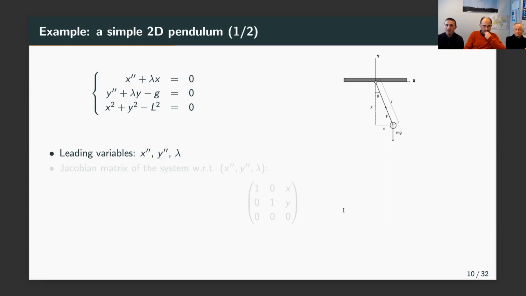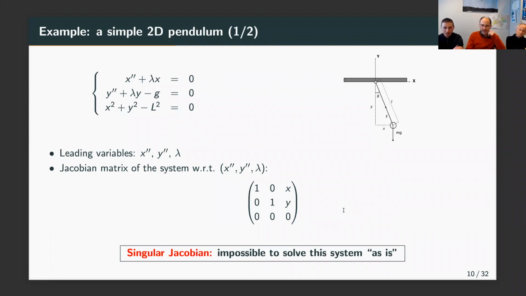So here we have the second derivatives of x and y and lambda by itself appearing in the system. And in order to be able to solve this system, you should solve these equations for these variables. And when you compute the Jacobian matrix of the system with respect to these variables, there's an obvious problem, that is the Jacobian is singular. So this system cannot be solved as is.